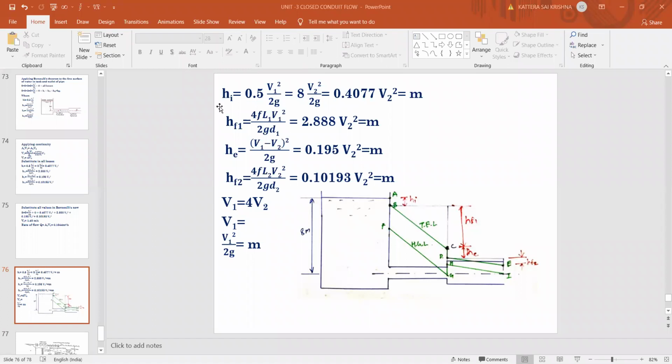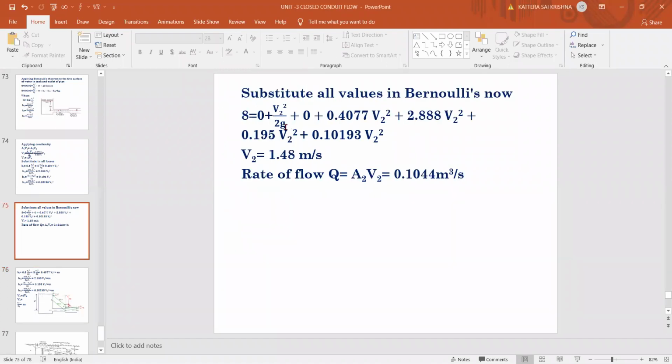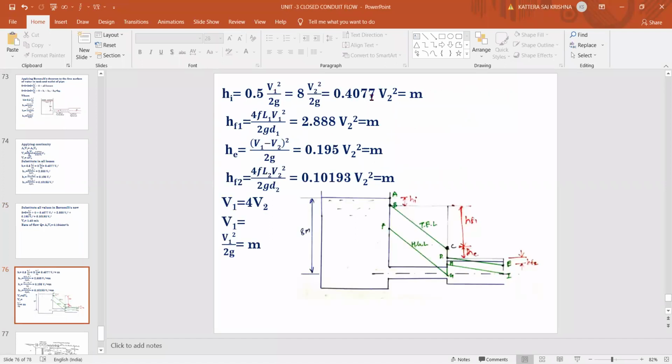Okay. Right. So we have written already; have taken the losses there. So now we got the V2 value. Just substitute the V2 value here to find the HI value, HF1 and HE. That is 0.4077 V2 square. What is the V2 value? 1.48. So substitute 1.48 square here. Please tell me the value here.